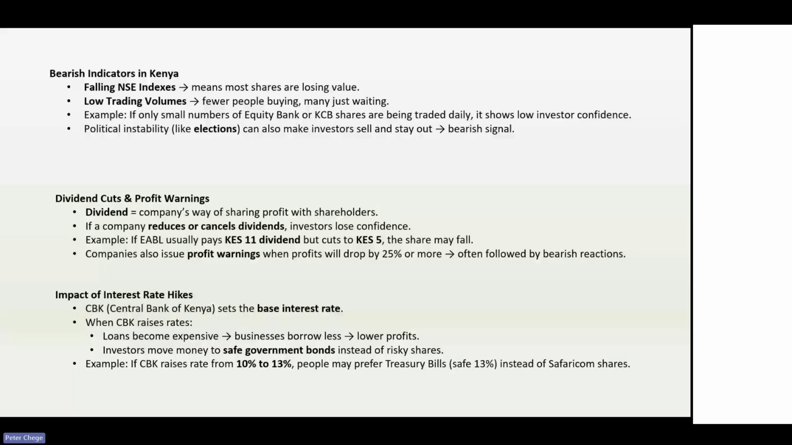When the company makes profit, they usually share part of it with their shareholders in form of cash. That is what is called cash dividend. Or the company can decide, let's reinvest this profit, but give dividend in form of more free shares, which is called bonus shares. So dividend again is a way of a company sharing profit with their shareholders. So if you have seen a company which has reduced their dividend, maybe initially they used to give 20, they have gone all the way to 1, it means there is an issue with that company.